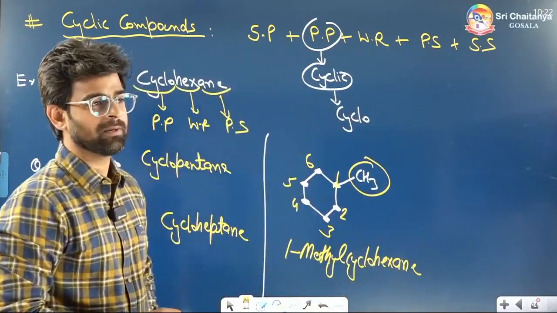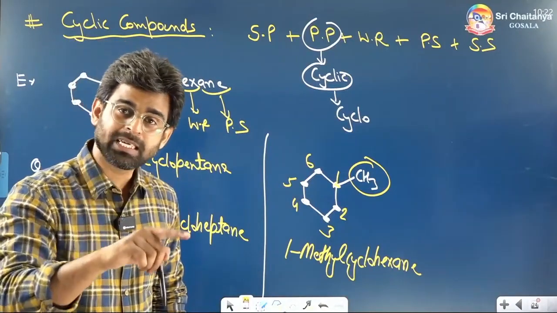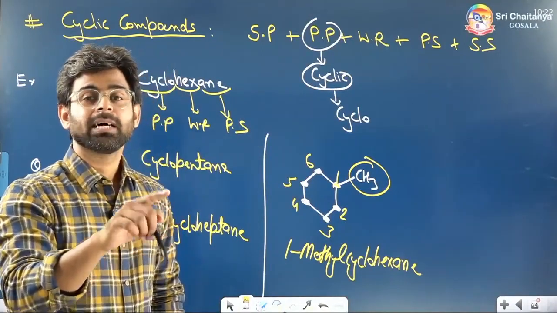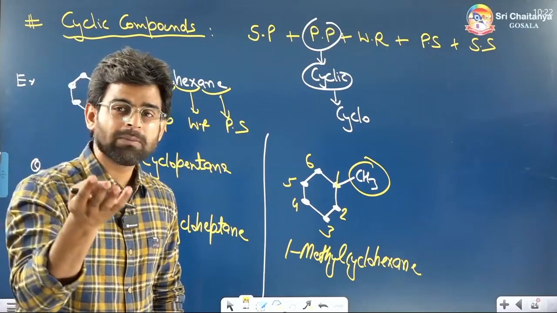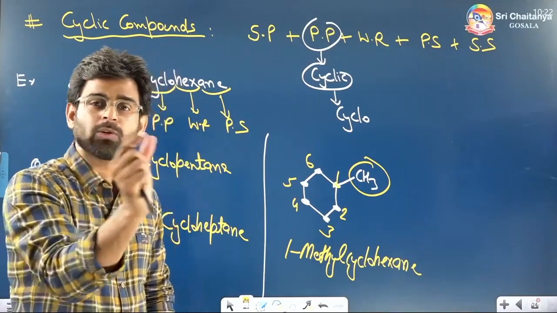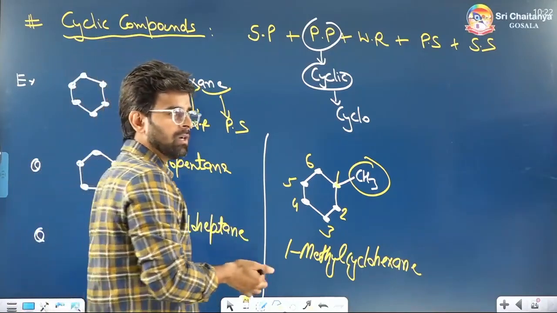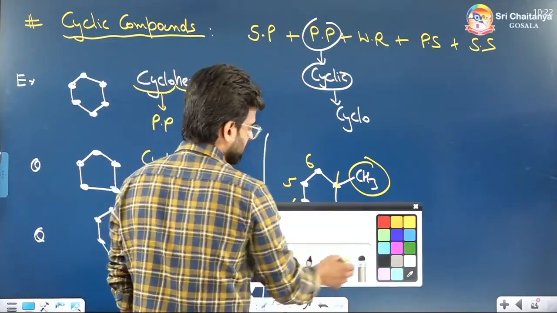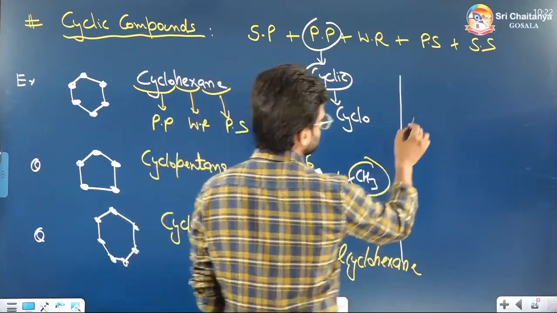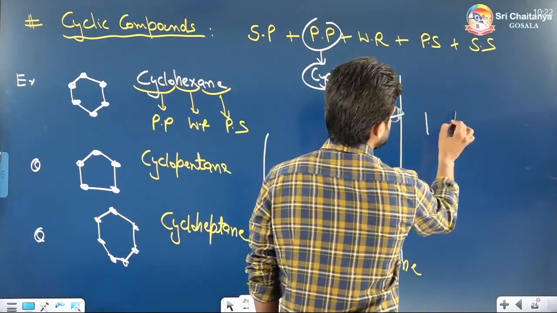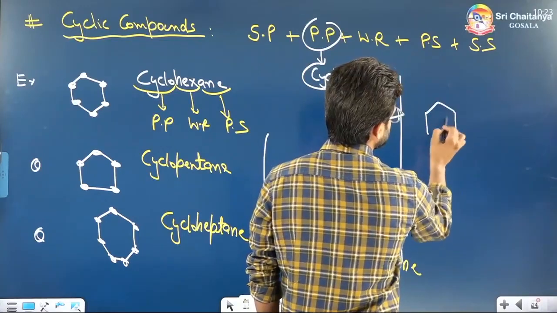I hope we are clear now. First select the main chain, then give numbering according to the rules we have done. There is no pi bond, there is no functional group, so follow the lowest locant rule. That's it. Okay, bacha? Very good. Now, give me the name for this one. Careful. Give the name.